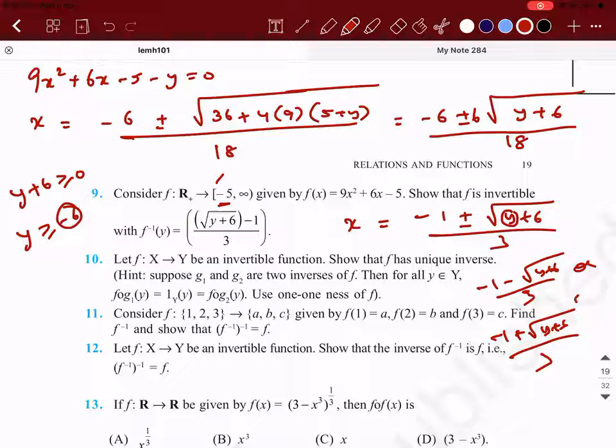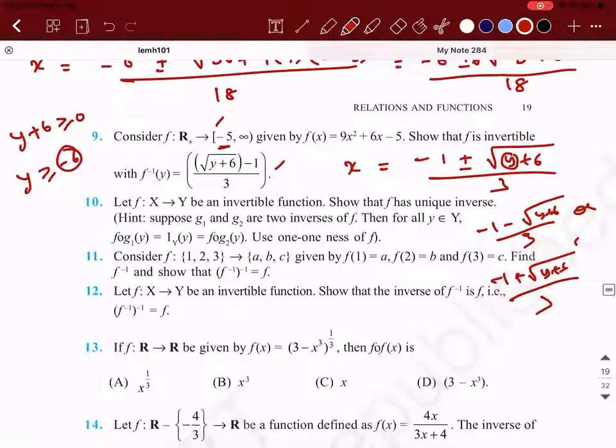So what is the inverse of this? Root of y plus 6 minus 1, by 3, is the inverse. That is what they asked us to do. Okay. This kind of f circle g circle, we will do after you master this inverse function.